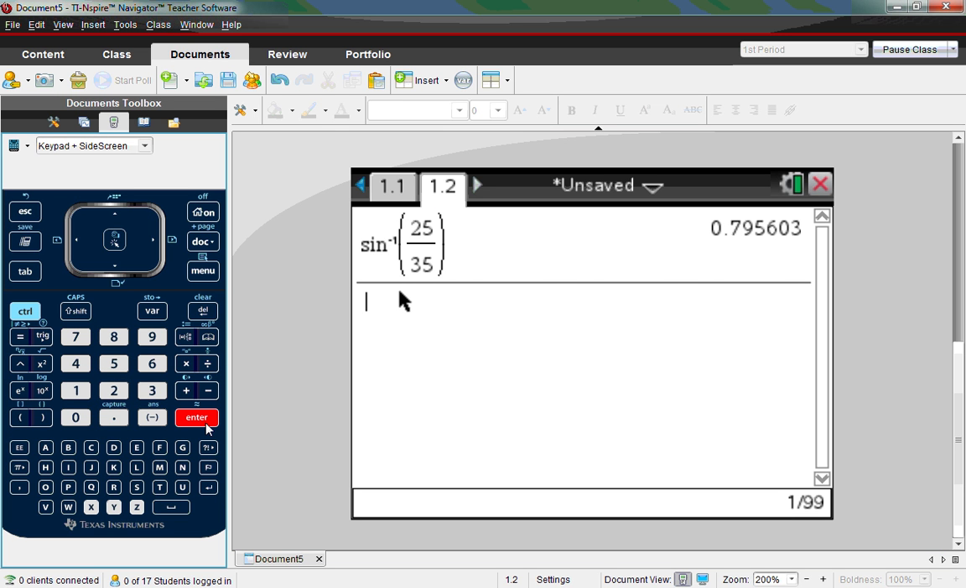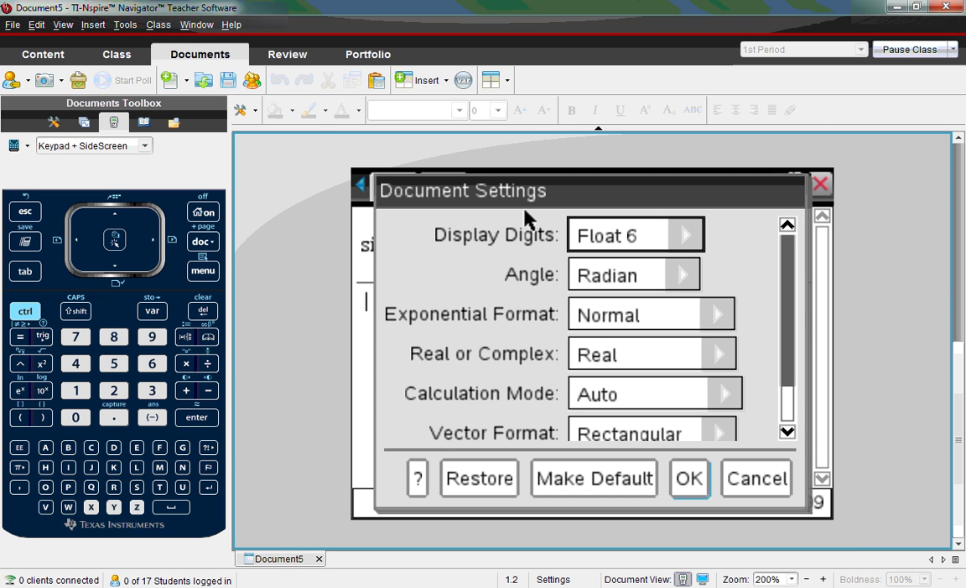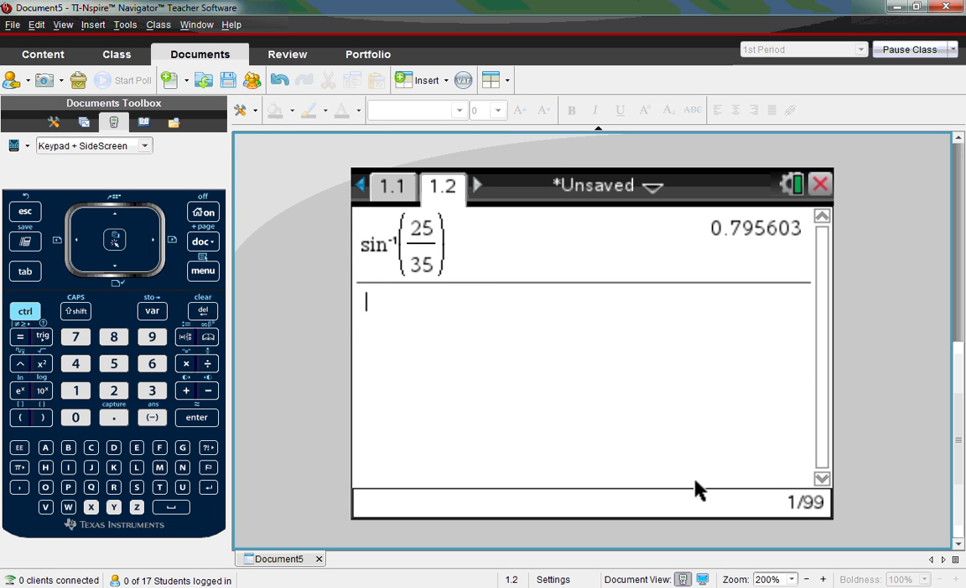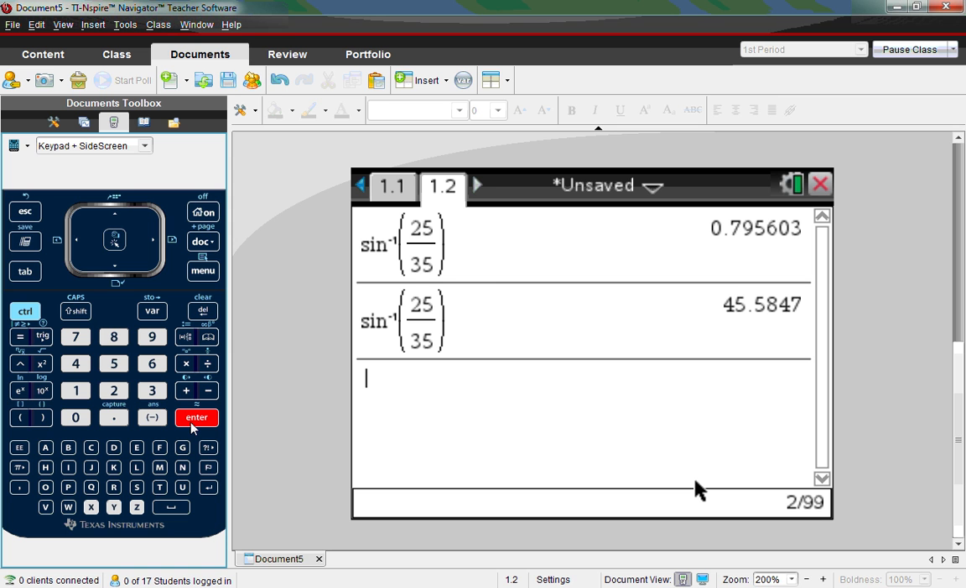What are my angles in? Degrees. What type of answer is that? Radians. So what you want to do is click on your battery, come over here to settings, go to angle, and turn it to degree. And now everything in here is going to be exactly the same. Arrow up, hit enter, and what do you have? 45 degrees. You just treat it as a function.